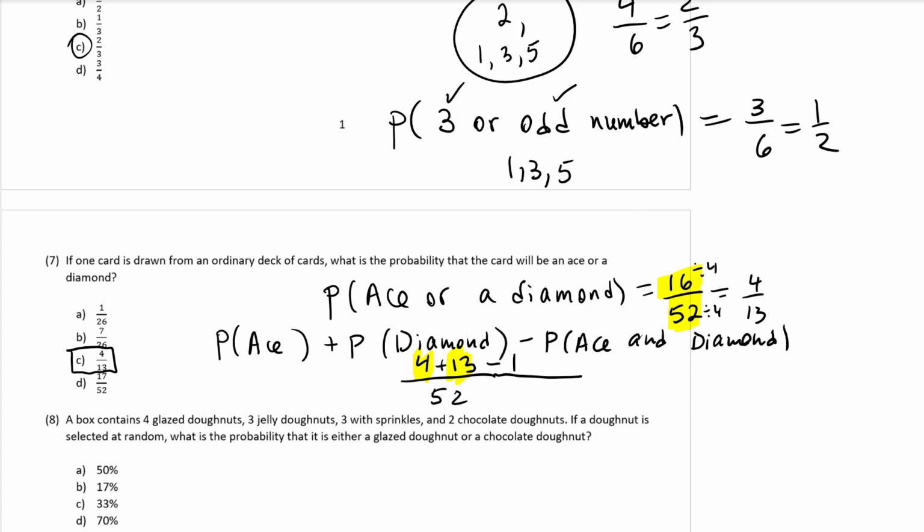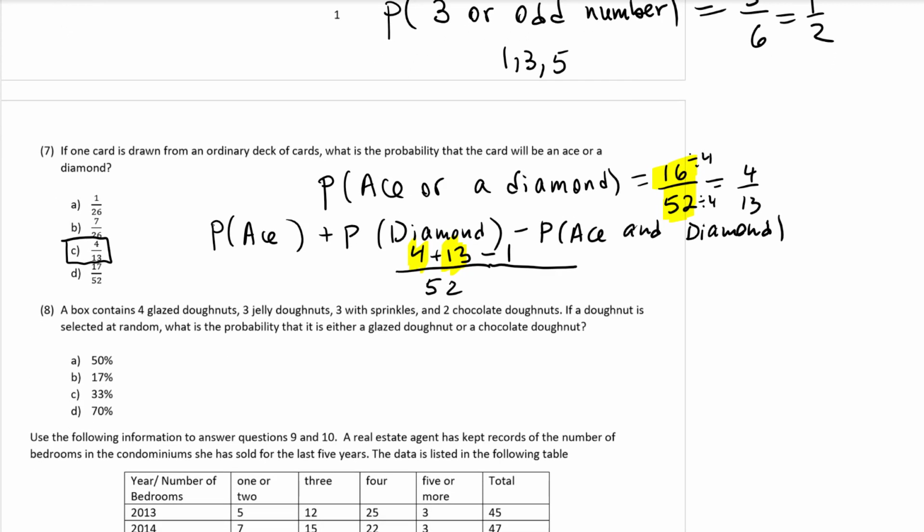Alrighty, question 8. A box contains 4 glazed donuts, 3 jelly donuts, 3 with sprinkles, 2 chocolate. If a donut is selected at random, what's the probability that it's either a glazed donut or a chocolate donut? Again, it's an or probability. So you're counting how many? How many glazed? 4. How many chocolate? 2.